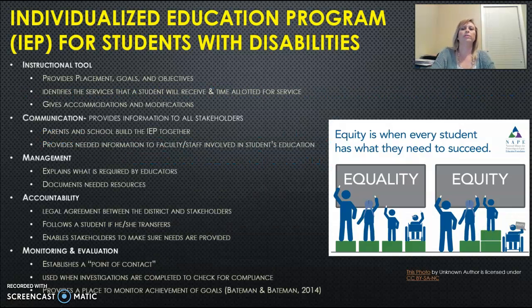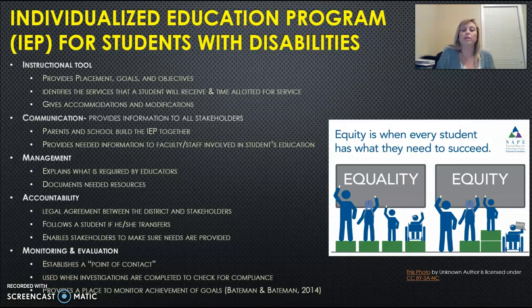Individualized education programs, also called IEPs, are for students with disabilities. They are an instructional tool which provides placement goals and objectives, identifies the services that a student will receive and time allotted for service, and gives accommodations and modifications. Communication. It provides information to all stakeholders, including parents and school, because they get to help build the IEP together. Provides needed information to the faculty and staff involved in the student's education. It's a tool for management. Explains what is required by educators and documents needed resources.